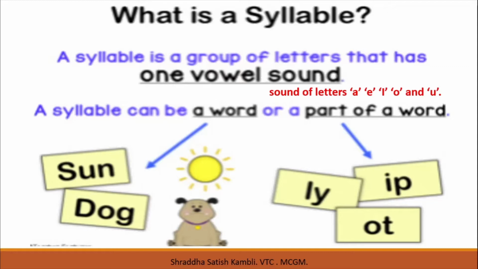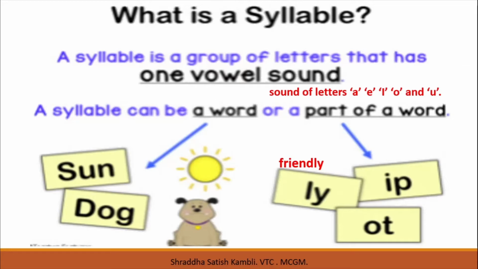Dog. Okay. Then you have "lee", like in friendly. When you say friendly, that "lee" sound is one syllable, because there is an E in the "lee" sound. Then you have "ip", "ot". So these are all syllables. So a syllable can be one single word, like for example in sun, you have the "u" sound which is a syllable. In dog, you have the "o" sound which is the syllable.